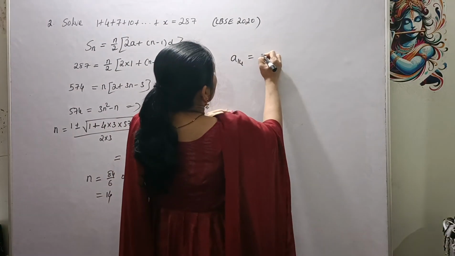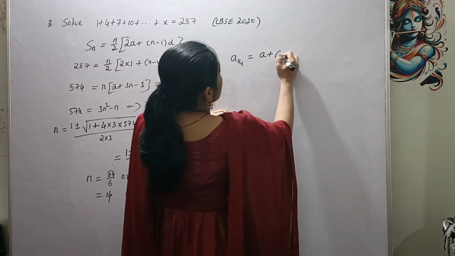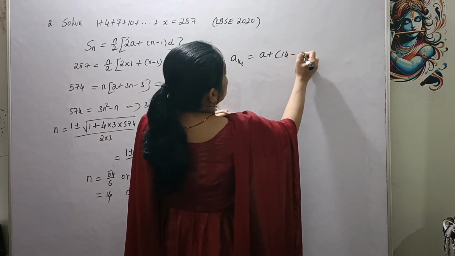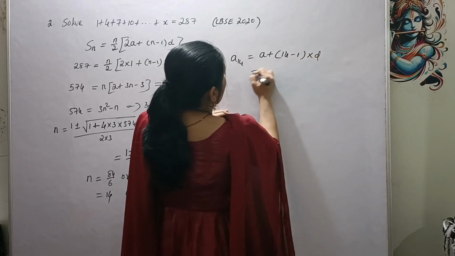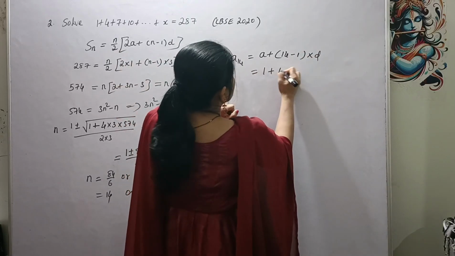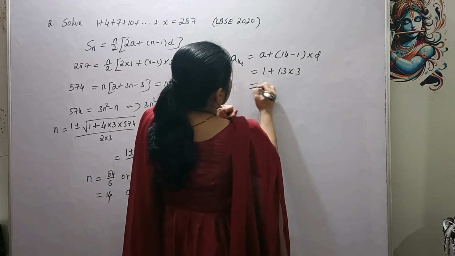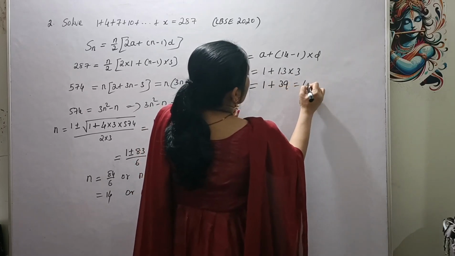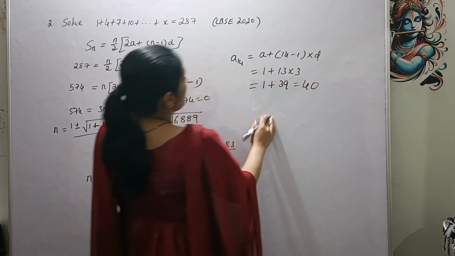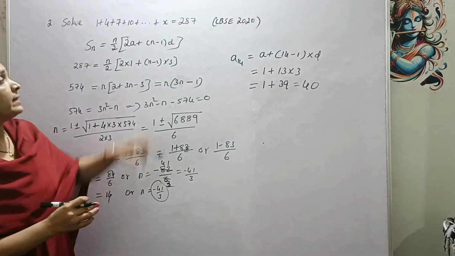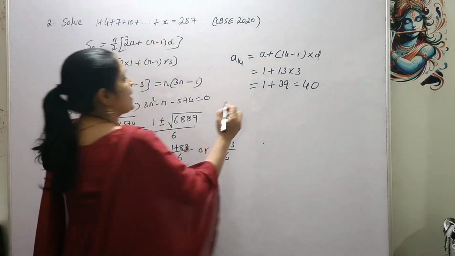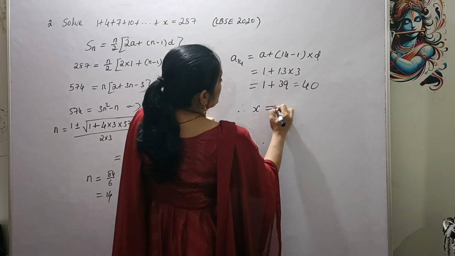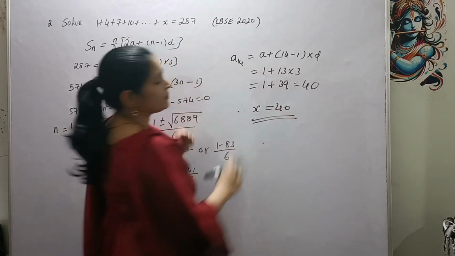a14 is equal to a plus 14 minus 1 into d. a is 1, plus 13 into 3. That is 1 plus 39, that is 40. So here the 14th term is 40. That is, the value of x is equal to 40. That's all.